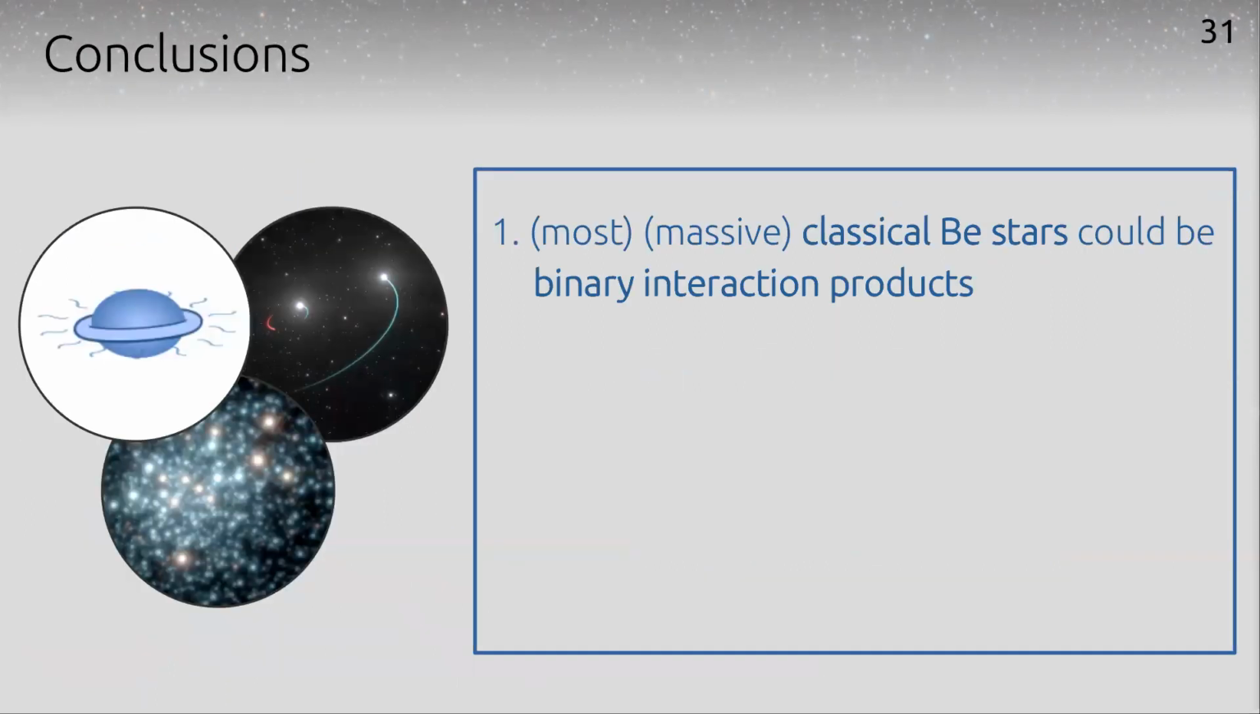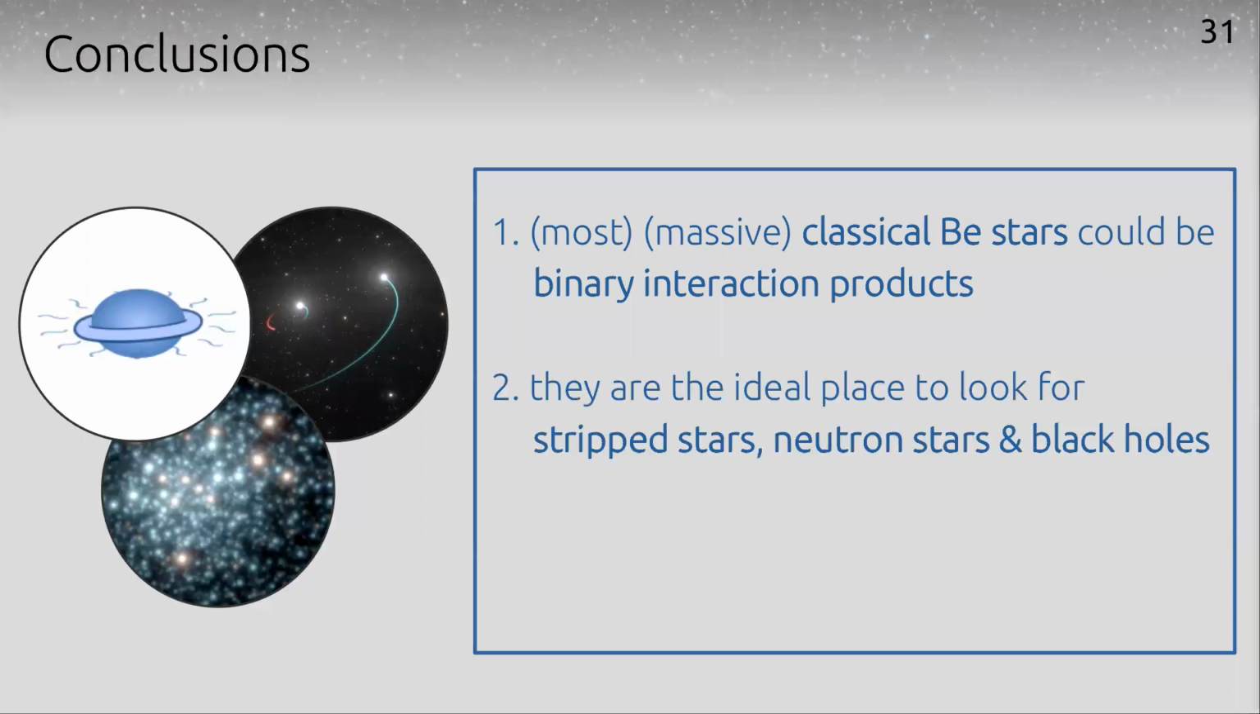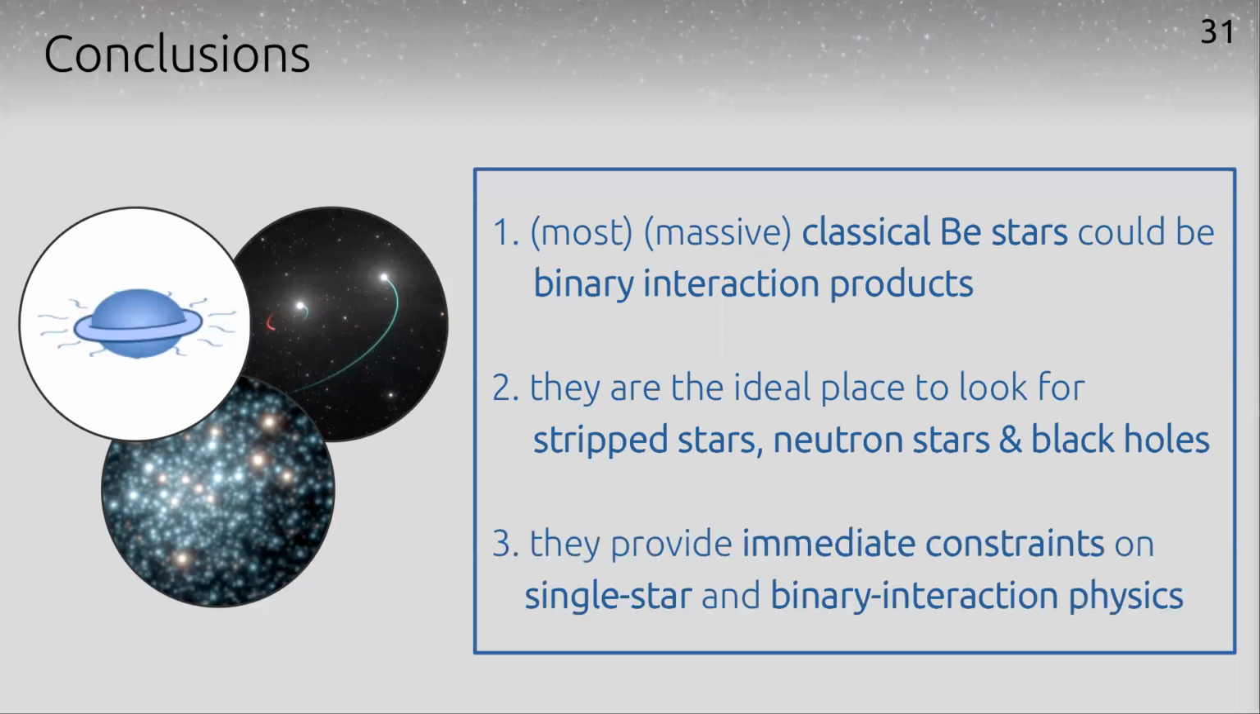So just to sum it up, what I want to argue is that at least some, but probably maybe most, of the massive classical BE stars could be binary interaction products. And if they are, then they are the ideal place, first of all, to look for these interesting objects that a lot of people are looking for, which are stripped stars or neutron stars, or especially X-ray quiet black holes. And if BE stars are binary interaction products, then they also provide immediate constraints on binary interaction physics.